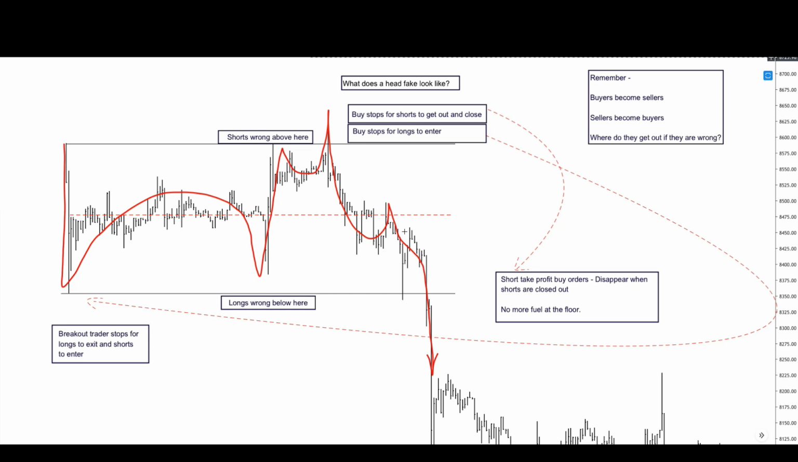So again, this works if we invert this chart. This works for longs as well. If we have a head fake to the downside, but we close back above and we are back in the middle of the range, we have to consider how this mechanically works in the opposite direction.